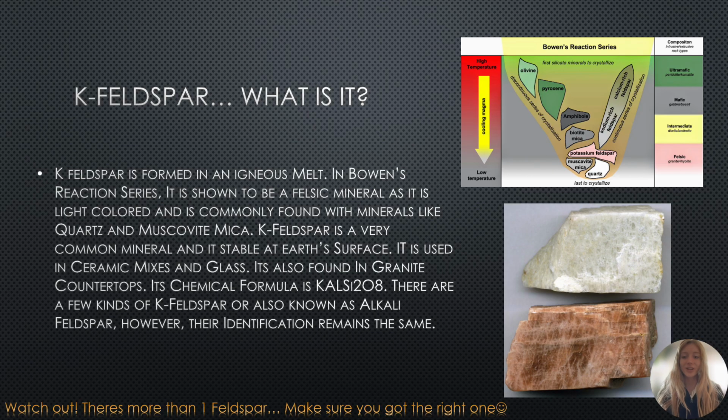What is K feldspar? Well, it's formed in an igneous melt. It's an igneous mineral. Bowen's reaction series tells us that it's felsic, light colored, and found with minerals like muscovite, mica, and quartz. Pause this video if you want to know more.